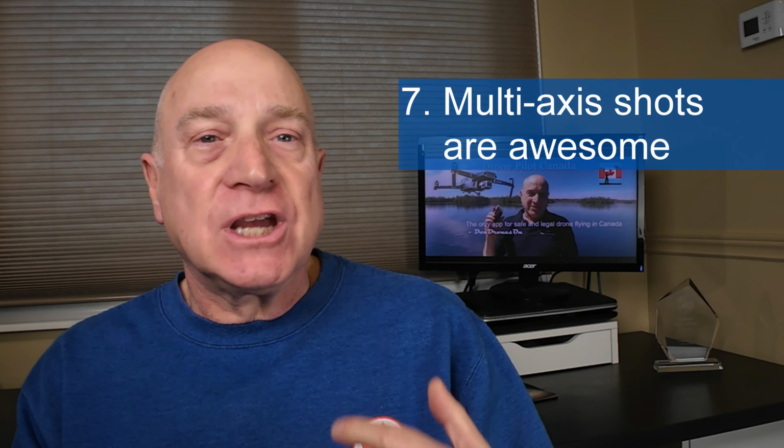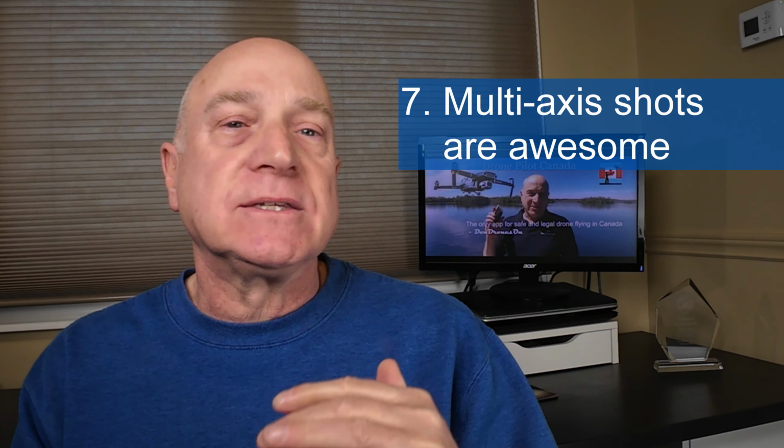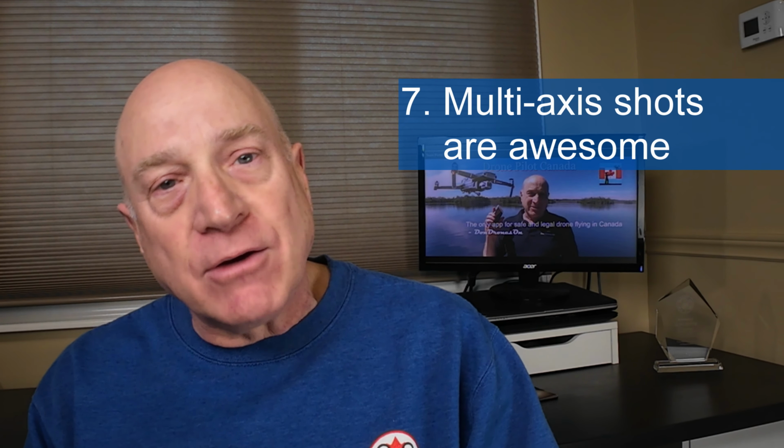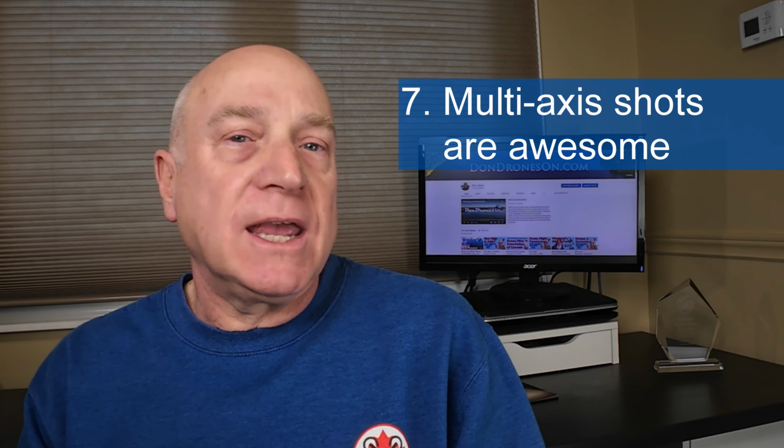Tip 7 is to combine axis moves. For example, gently gimbal down as you rise up, or gimbal up as you fly downwards, maybe rotating slowly at the same time. Multi-axis shots are dramatic, and they're not actually that hard to do after some practice.